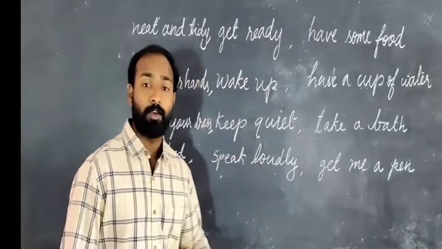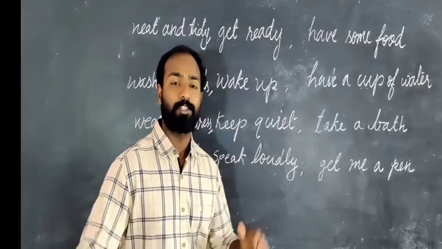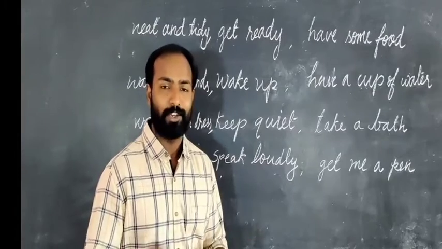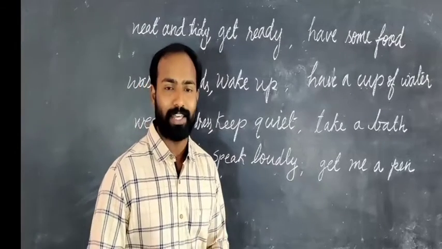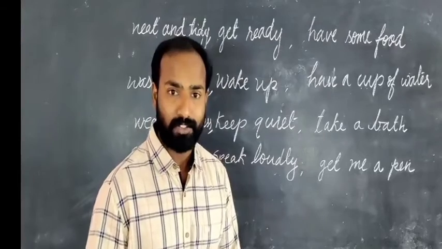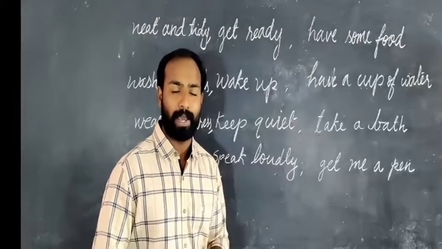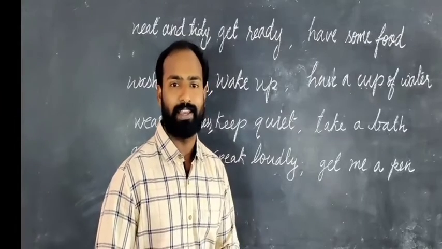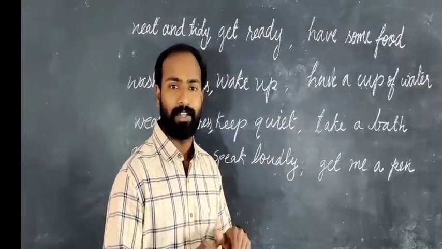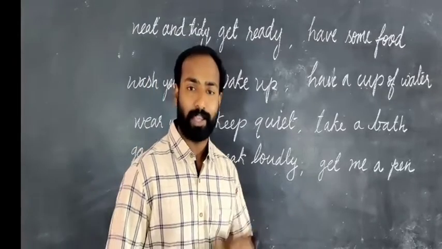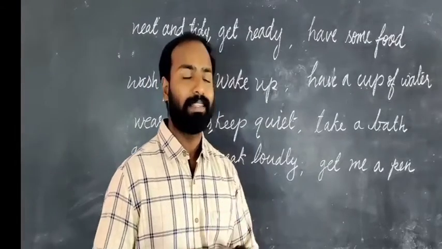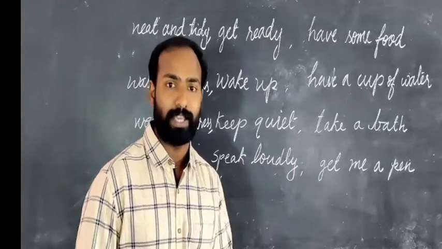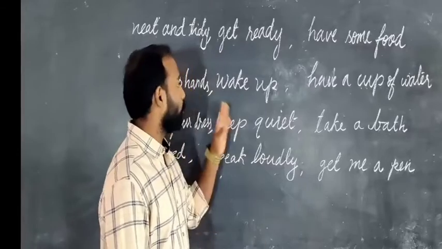Get ready. Let's go and watch a movie. Let's go for the party. Get ready. You can ask your children, get ready. You can ask your parents also, get ready. Come, let's go and watch a movie. How do you ask your parents, your brother or sister? Get ready fast. We are going for a movie today. Get ready fast. Today we'll have dinner out. So you must use this phrase and construct more sentences. Get ready. It's time. Come, let's go.